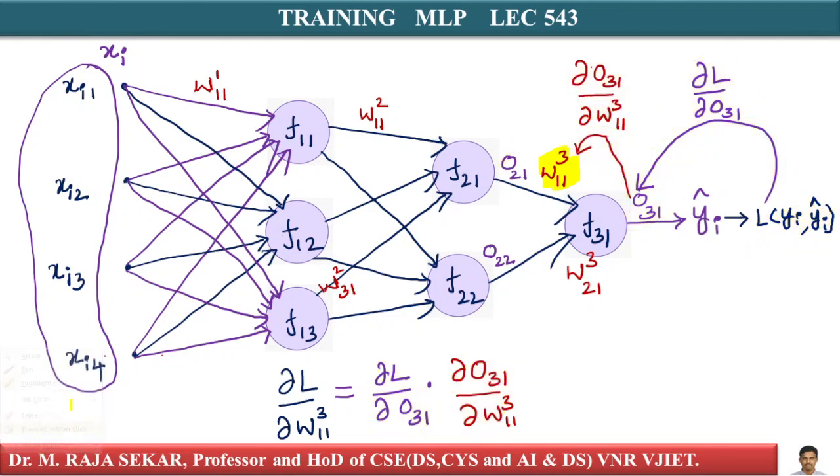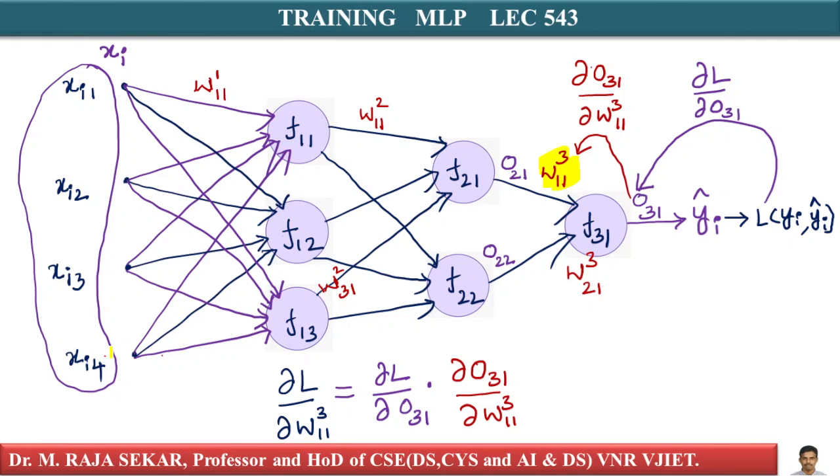Yes, it is simple and straightforward. As O31 impacts your loss function, that's why you are computing the derivative of L with respect to O31. I can say L is a function of O31, isn't it? Now O31 is also impacted by W311, that's why I write dou O31 by dou W311.